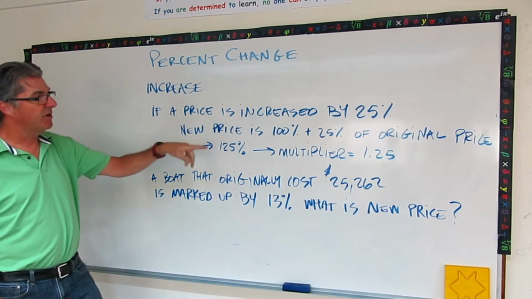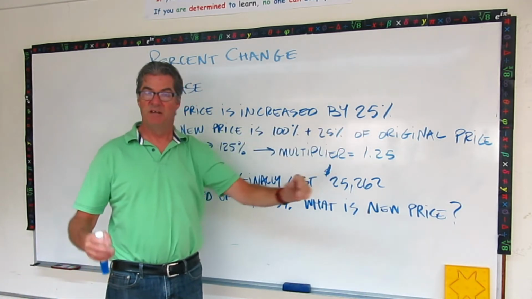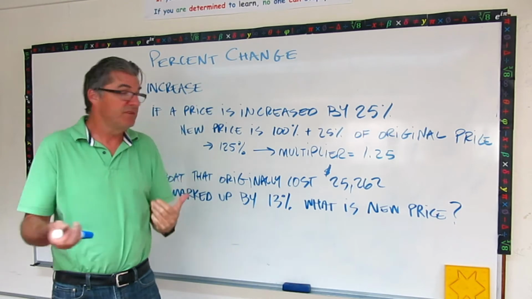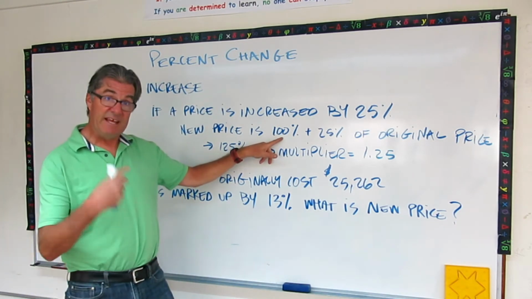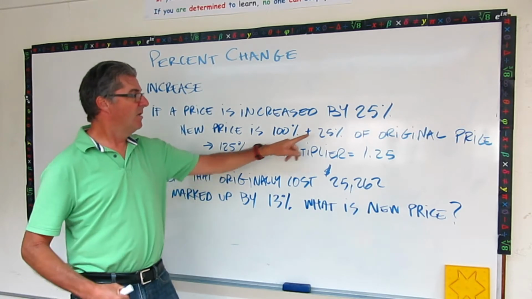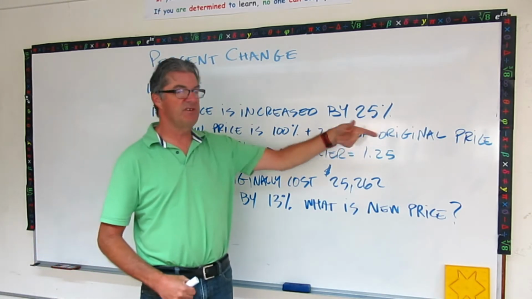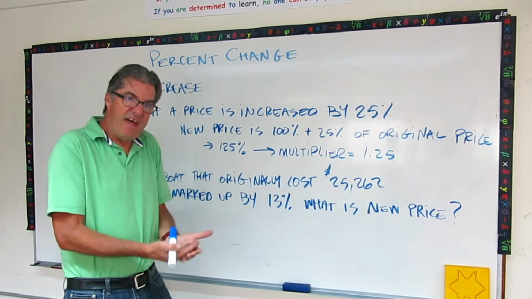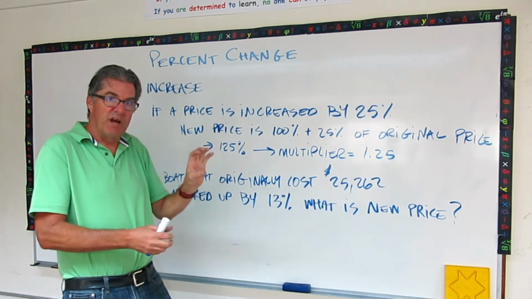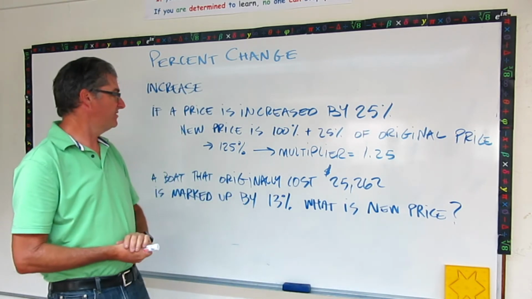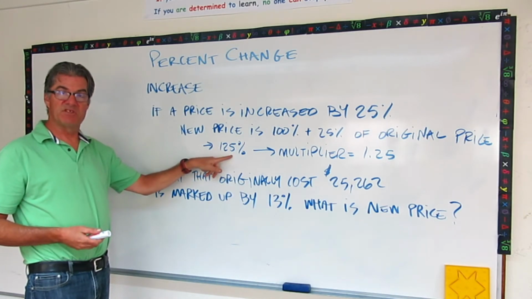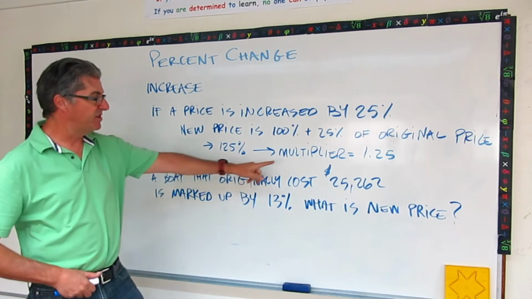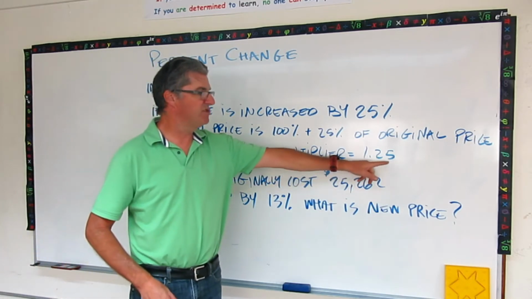If a price is increased by 25%, so we have a price increase of 25%, the new price is going to be 100% because you have to keep all of the old price in there plus 25% of the original price. So we're going to add that 25% of the first price to get the new price. Essentially, the new price is 125% of the old price, which gives us a multiplier of 1.25.